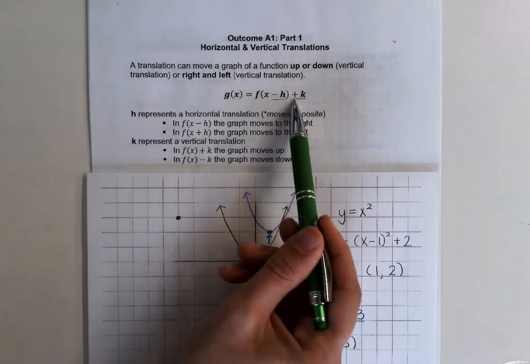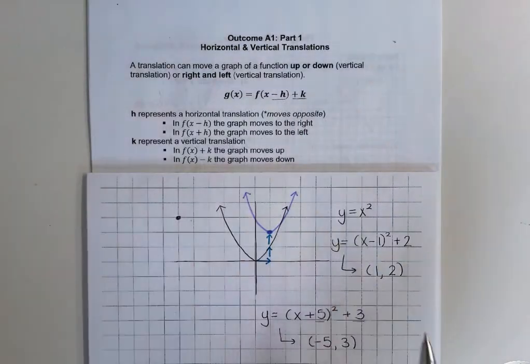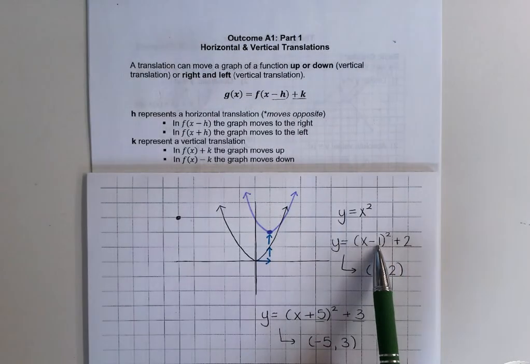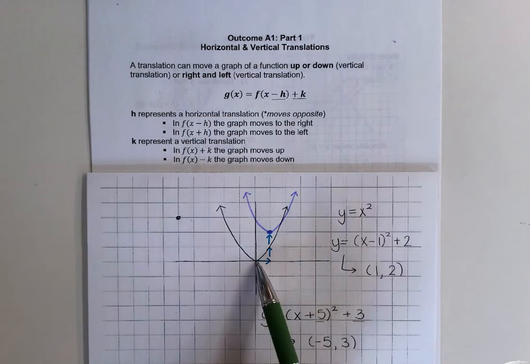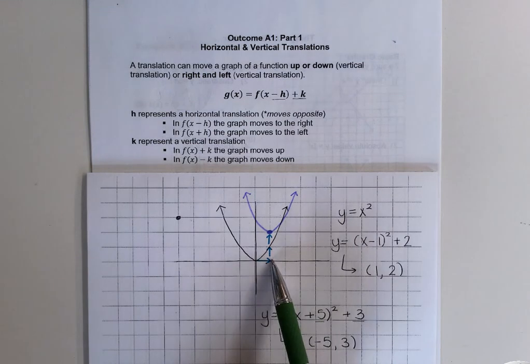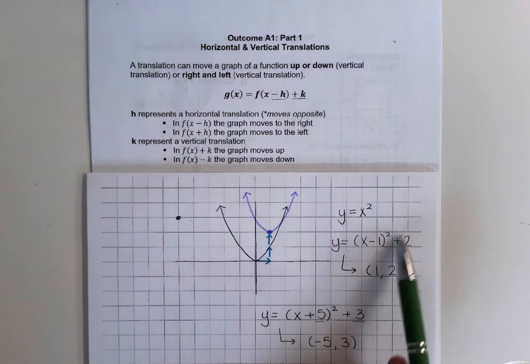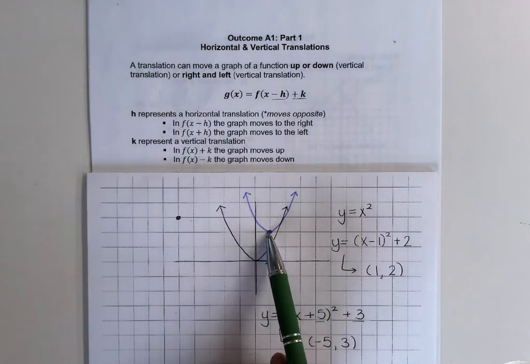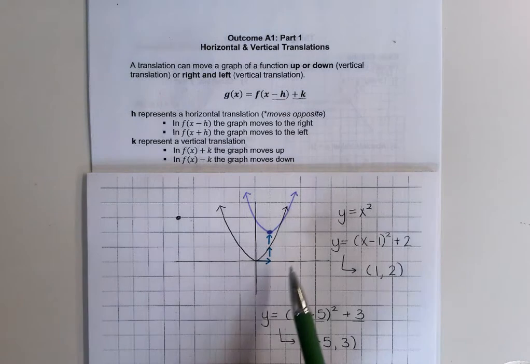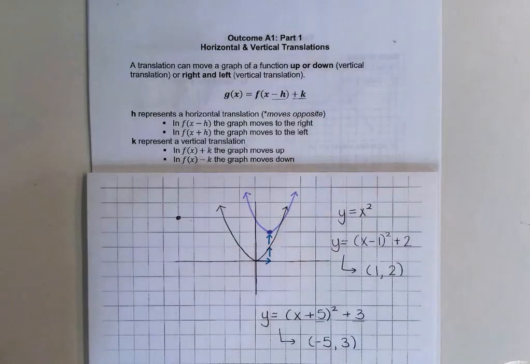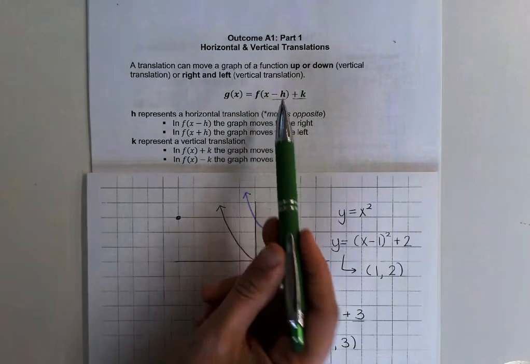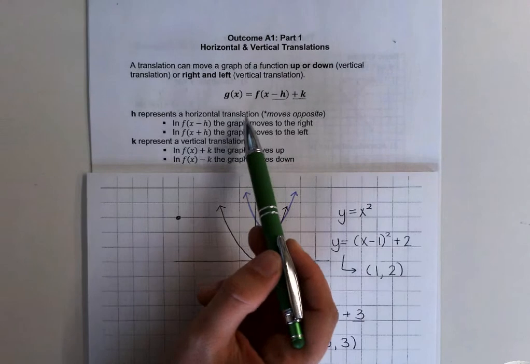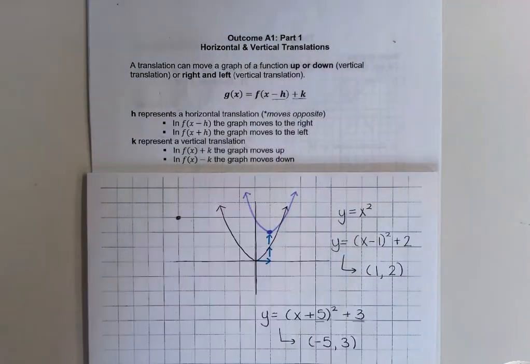So the h value, just like we saw here, when it was 1, moved the graph over by 1. And the k value, which in this case was 2, moved the graph up 2. Those translations are the same for any type of function. So the h value denotes the horizontal movement, and the k value denotes the vertical movement.